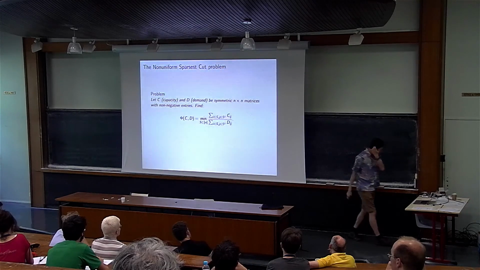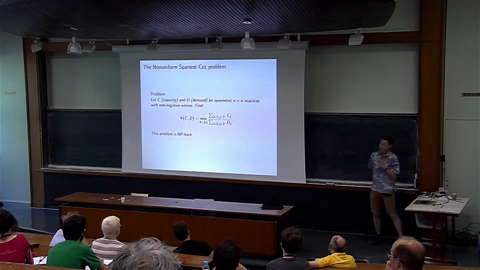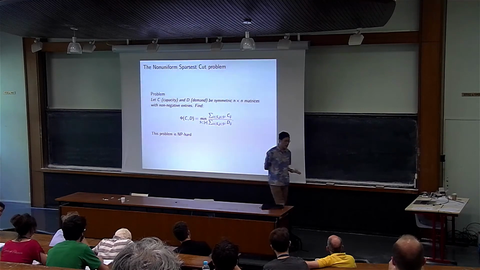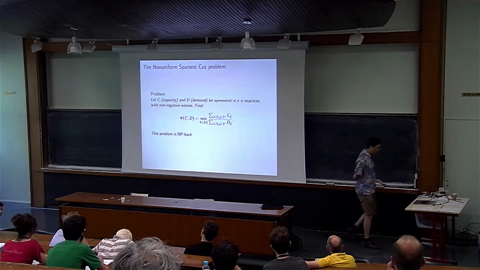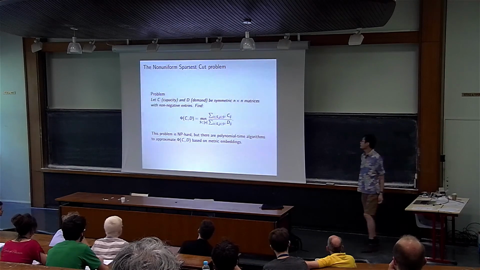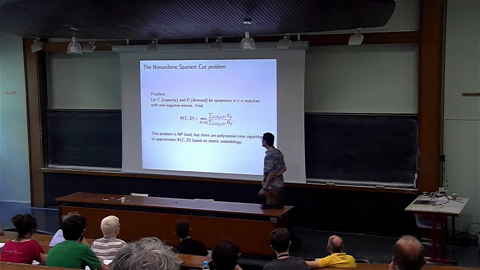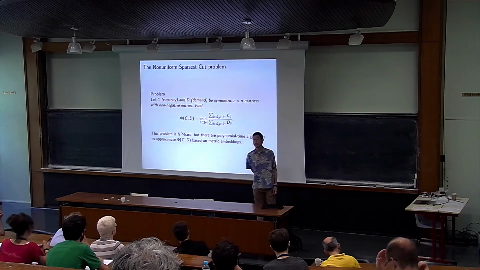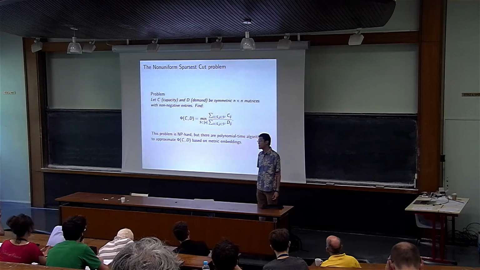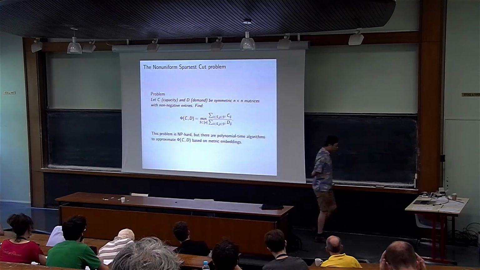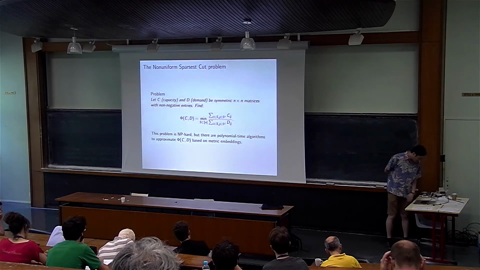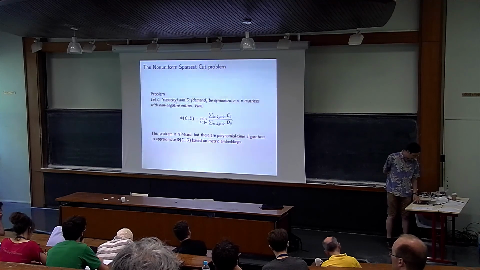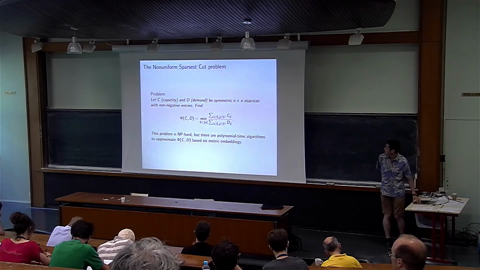The difficulty, though, like I said at the beginning, is that the sparsest cut problem is NP hard. We don't have any polynomial time algorithms to solve this exactly. But what we do have is some polynomial time algorithms to approximate the sparsest cut problem, and these algorithms are based on certain metric embeddings. Okay? So how does this work? These approximation algorithms calculate what are called relaxations of the sparsest cut problem.